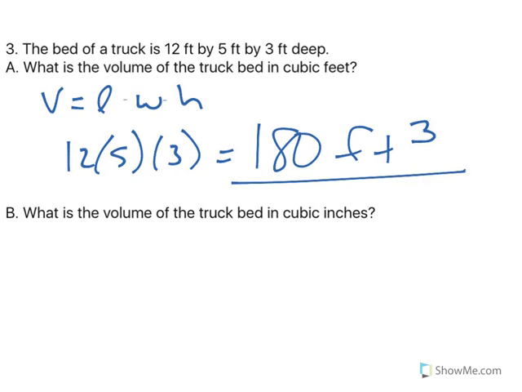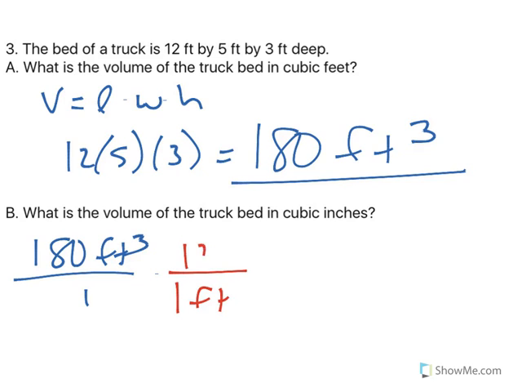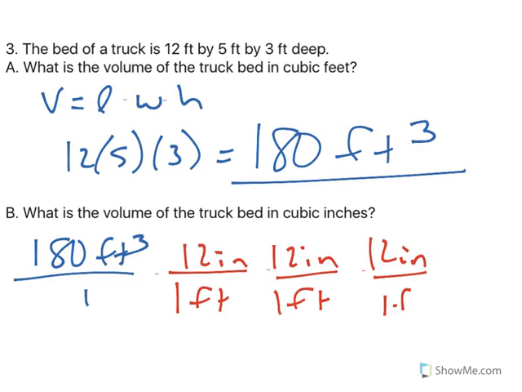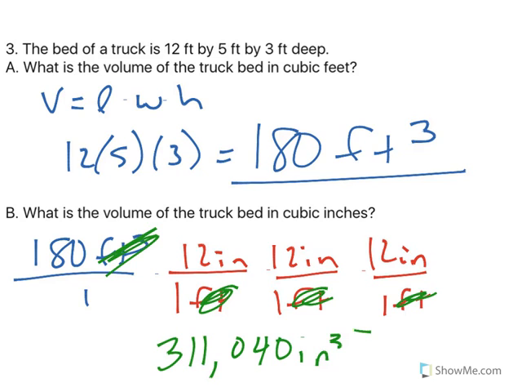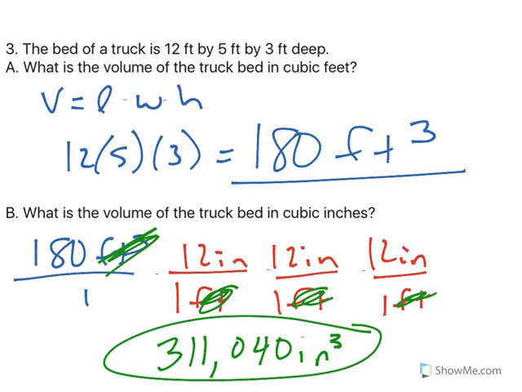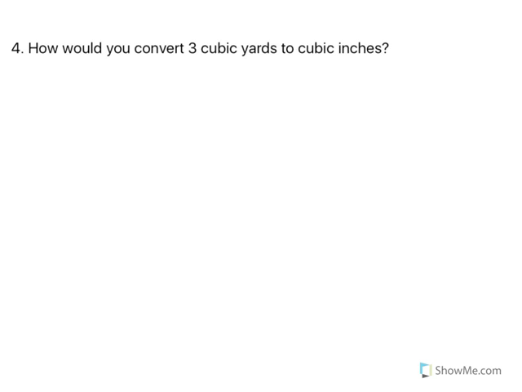All right, well, what's that volume in cubic inches? Well, if I have cubic feet, again thinking 1 foot is 12 inches, and because it's cubic, I'm going to do it 3 times. So I can say 1 foot, 2 foot, 3 foot gone. On the top, I do all multiplication, and I have 311,040 cubic inches.